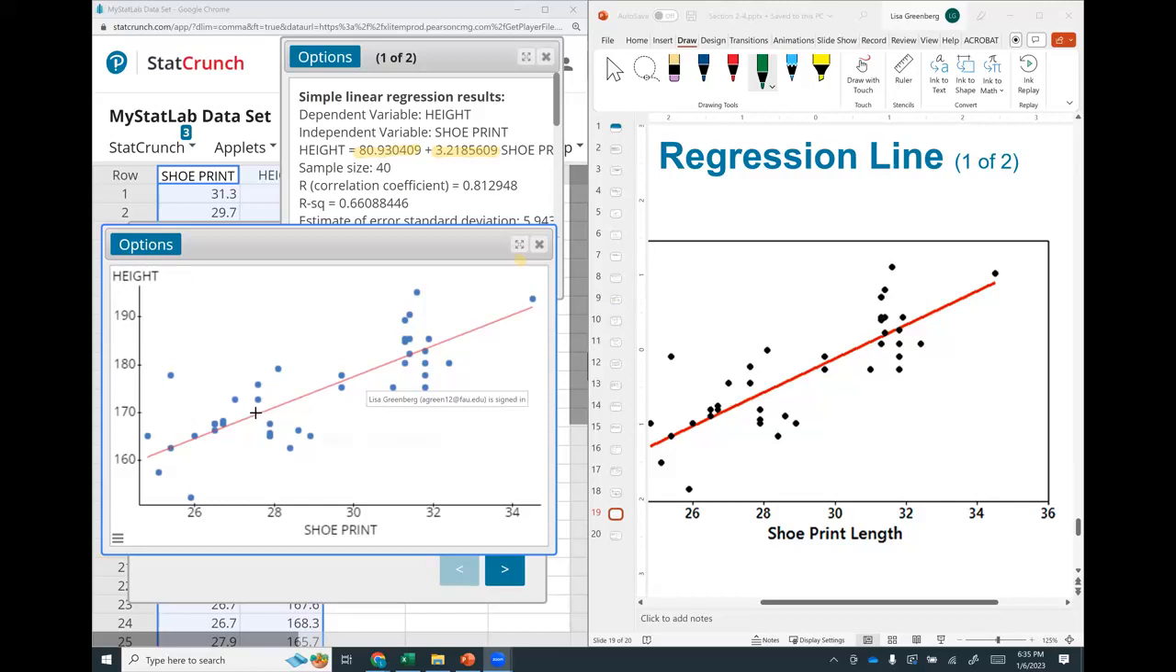Go with my name. Okay, here we go. So there we have it. There's our intercept and our slope. And they're saying that the height, which is our y, right? There's our y, is equal to 80.93 plus 3.21 times, we said times x, they said times shoe print. Our shoe print is our x, right?